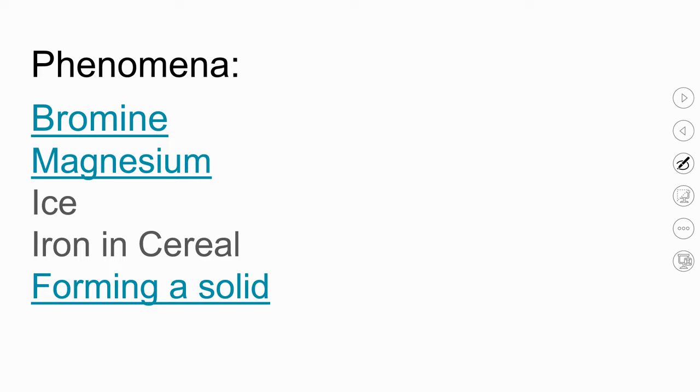Okay, ice melting would be a physical change. Bromine going from a liquid to a gas is a physical change. Good. How about this one? If we could sit here all day and pull out all of this iron in the cereal, is that a physical or a chemical change? That's a physical change, because we're not really changing anything chemically. We're just separating something. That's a physical change. All right. Okay, very good.